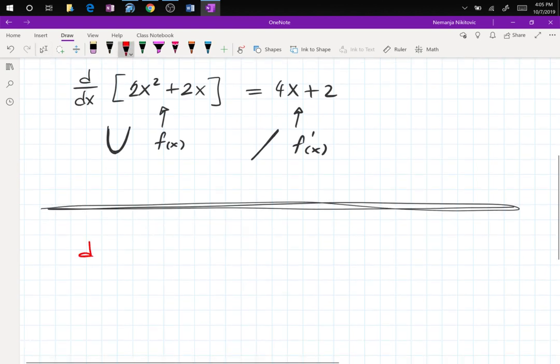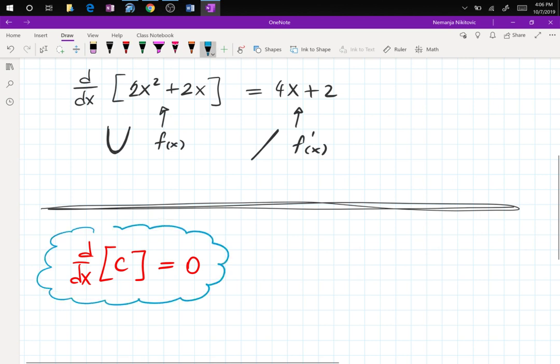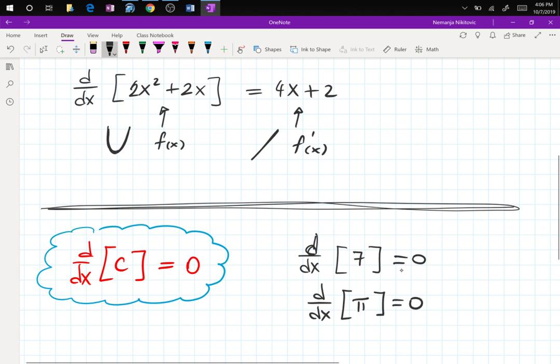First one is obviously the derivative of a constant is 0. There is no change in a constant, and because there is no change in a constant, the derivative is 0. Put that one on a cloud, and put some examples. The derivative of 7 is 0. The derivative of pi is 0. Pi over 2, pi over 7, whatever you want to put. All of these derivatives are 0.